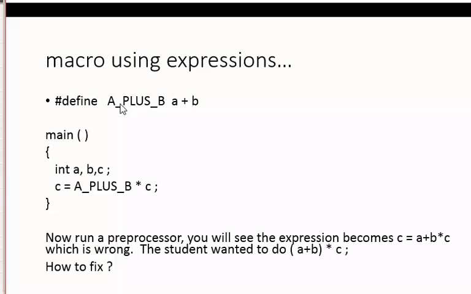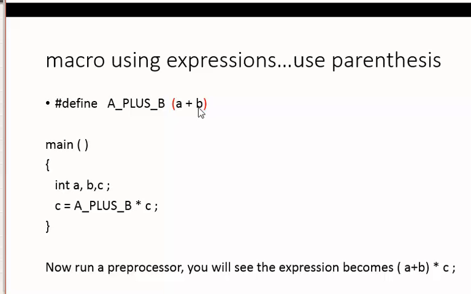So what happens here, like I said, is textual substitution. So a plus b will be replaced by the expression a plus b, and because the asterisk, which is multiplication, takes higher precedence than plus, you actually multiply b times c, and in this case you get a plus b times c, which is wrong, because the student actually wanted a plus b, times c, right? So how do I fix that?